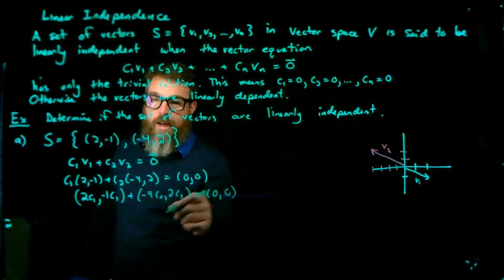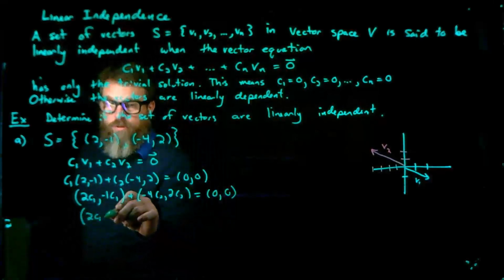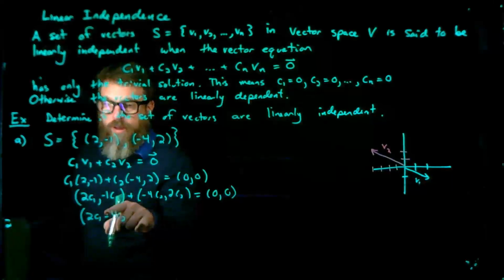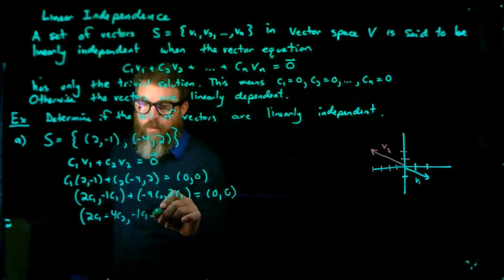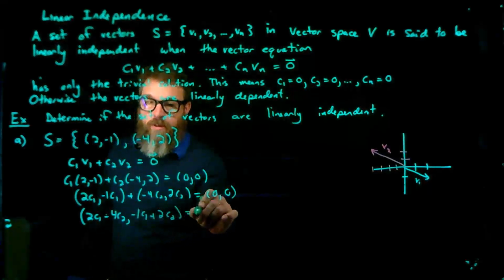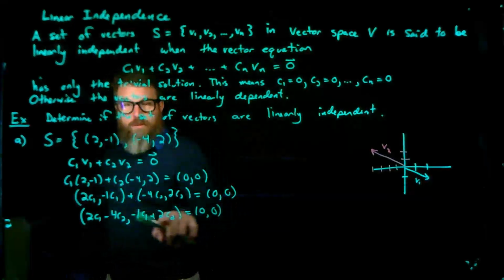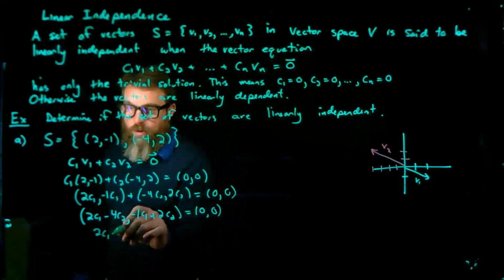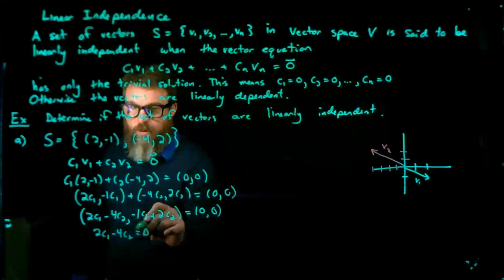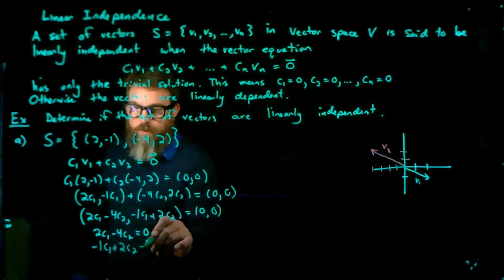So distributing the constants through. Now adding vectors says I have to add their corresponding components. So this is 2c1 minus 4c2 for the first component, and the second is minus 1c1 plus 2c2. And this has to be equal to 0, 0. For two vectors to be equal, the first component of each side has to be equal. So 2c1 minus 4c2 has to be equal to 0, and similarly for the second component, minus 1c1 plus 2c2 also has to be equal to 0.